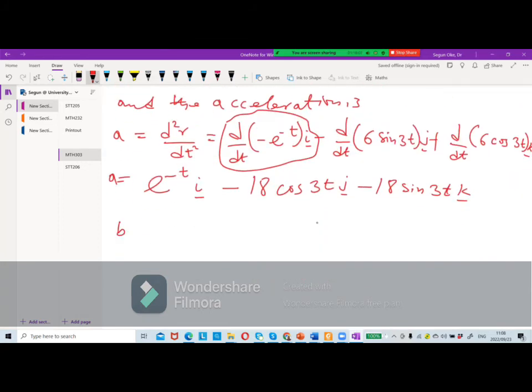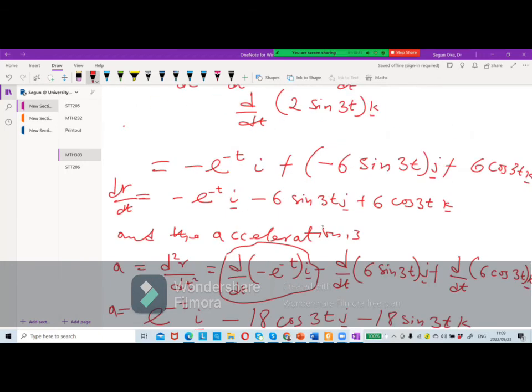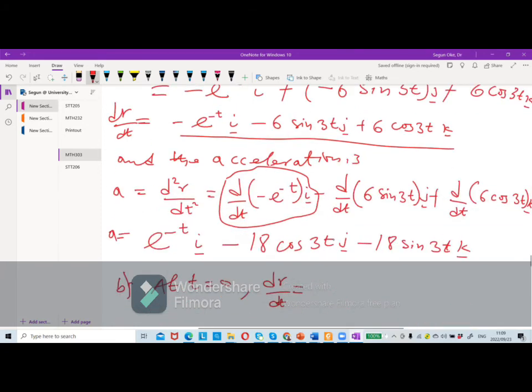The B aspect of the question says, at t equals 0, what is the magnitude of velocity? And at t equals 0, what is the magnitude of acceleration? So we start from there. At t equals 0, what is the dr/dt? Let's go to the dr/dt here. When you substitute 0 here, what do you have? Exponential 0 is what?